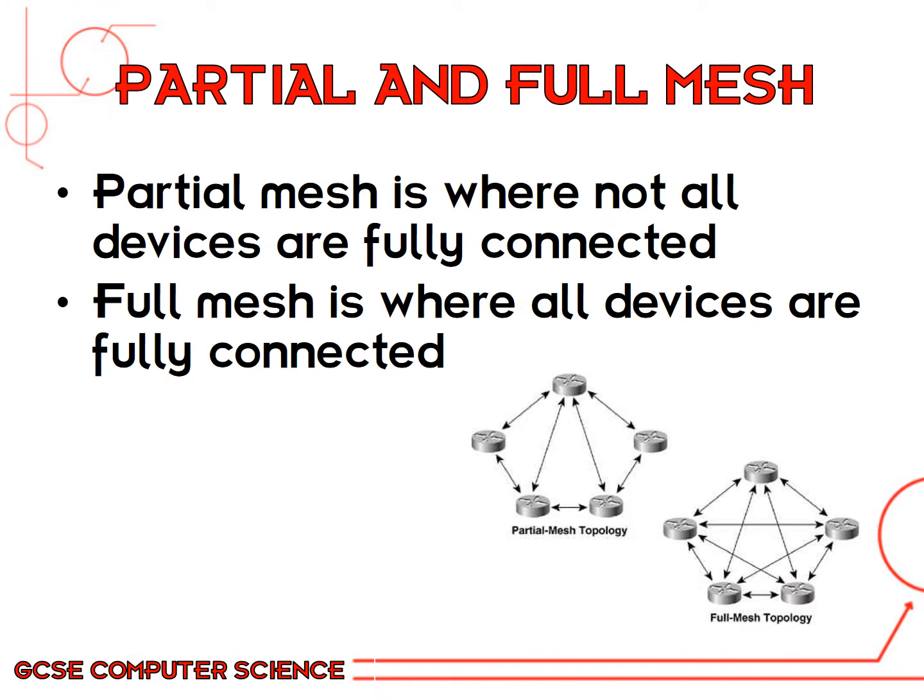There are two different types of mesh network, a partial mesh and a full mesh. A partial mesh is where not all the devices are fully connected, and a full mesh is where all devices are fully connected. These have slightly different diagrams as shown below.